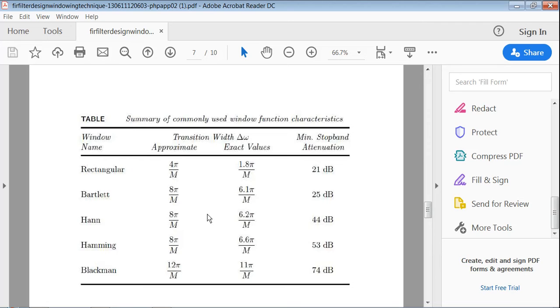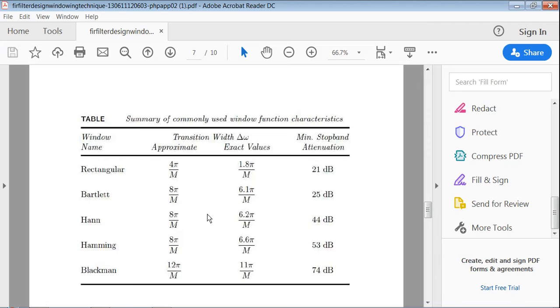But see the attenuation. The minimum stop band attenuation is only 21 dB, and therefore generally the rectangular window no one can use, because you will get ripple in the pass band and stop band if the stop band attenuation is less. Stop band attenuation does not depend on the number of samples m. The central lobe width depends on the number of samples. So while selecting the window, we have to trade off between the stop band attenuation and the central lobe width.